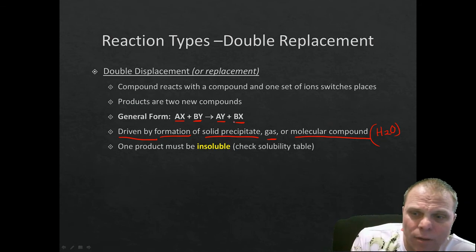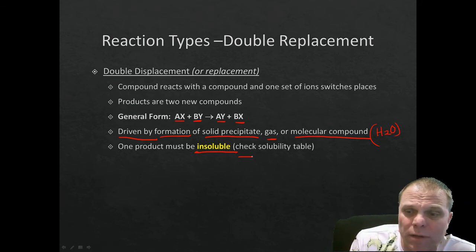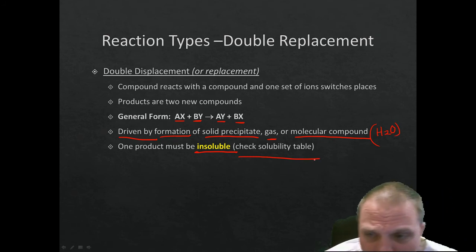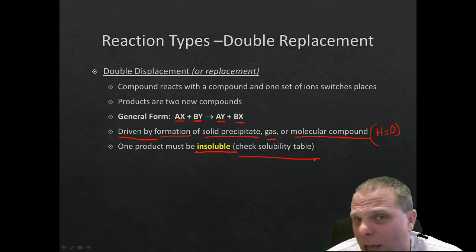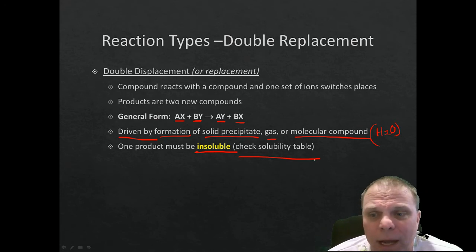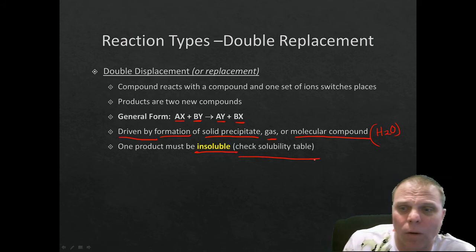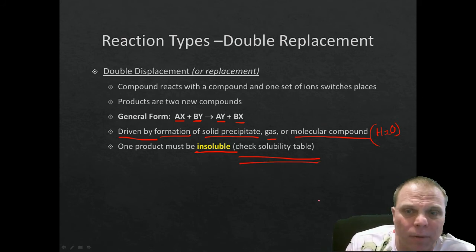So again, the whole idea here is that one of these products is going to be insoluble. In order to know if this is what's happening, we would check a solubility table. Now, I'm going to tell you next semester we'll use the solubility table. We're not using it right now. Don't worry about the solubility table at this point, but know that in the future, you'll know whether or not this reaction actually takes place based upon a solubility table, okay?